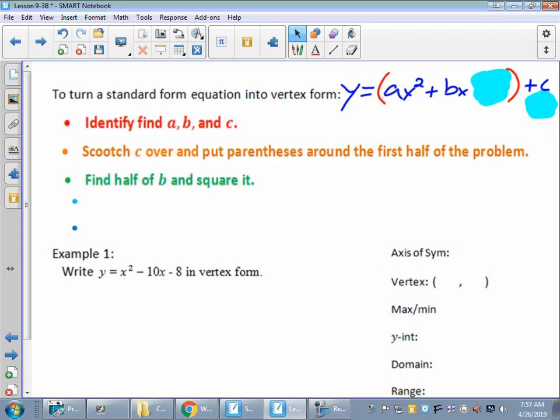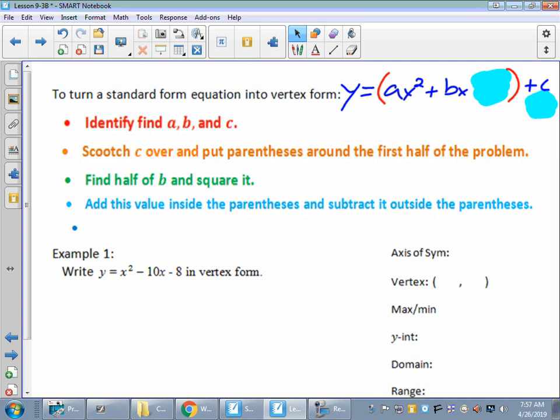So now I'm going to find half of B and square it. I'm going to take B and divide it by 2, and then I'm going to square it, okay? And that is what's going to go here in the next part. You're going to add this value to the inside of the parenthesis and subtract it on the outside of the parenthesis. Okay, so after I take half of B, divide it by 2, and then square it, that is going to go here. I'm going to add it there, and then I'm also going to subtract it over here. You're adding something, and then you're subtracting it. Well, you can do that in math. You can add something as long as you subtract it, because then it equals out.